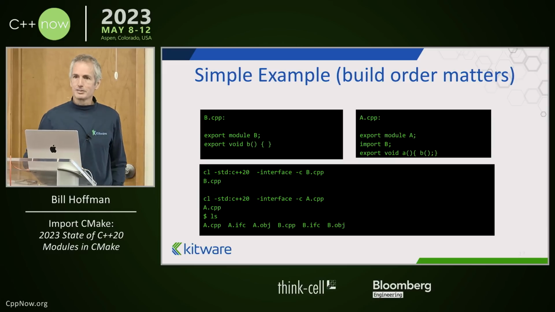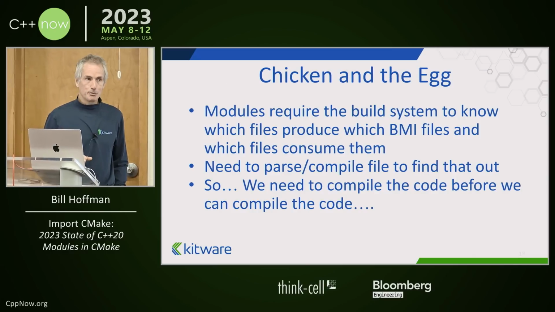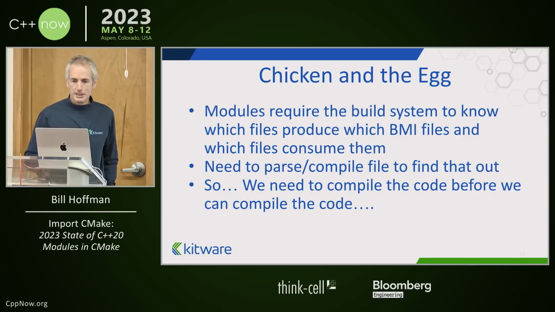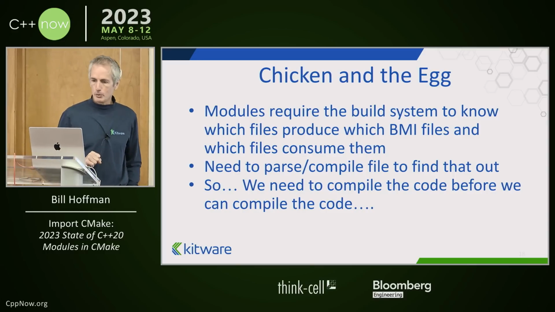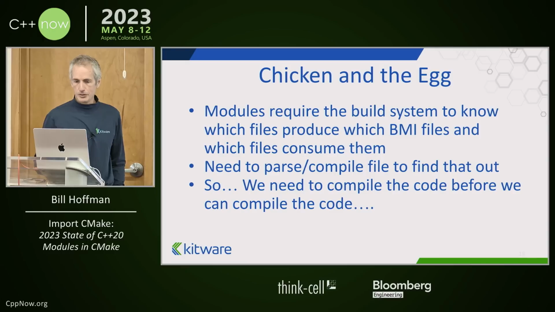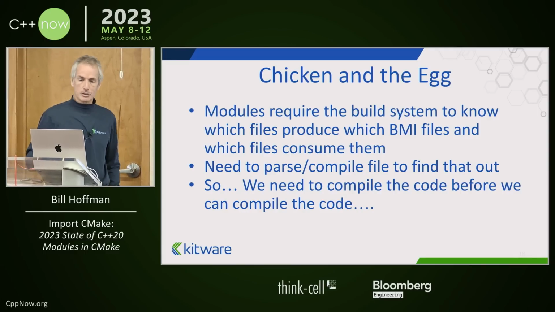So this makes things much more complicated and presents the classic chicken and the egg problem, because modules require the build system to know which files produce which BMI files and which files consume them. And we, of course, need to parse/compile a file to find out that information. So we need to compile the code before we can compile the code.